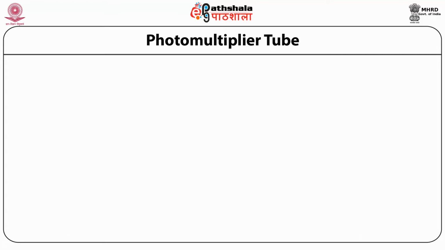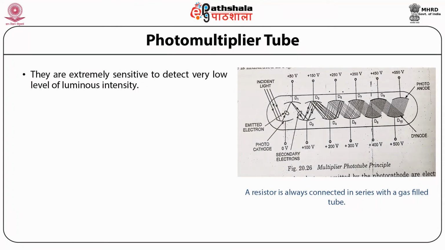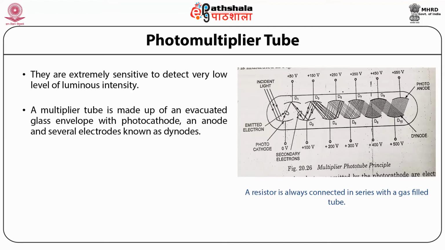Students, now let us consider the photomultiplier tube. Photomultiplier tubes are extremely sensitive to detect very low levels of luminous intensity. A multiplier tube is made up of an evacuated glass envelope with a photocathode, an anode, and several electrodes known as dynodes. Its principle of operation is illustrated in figure 3.